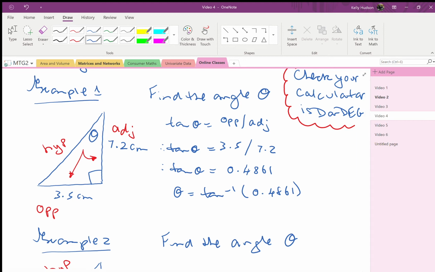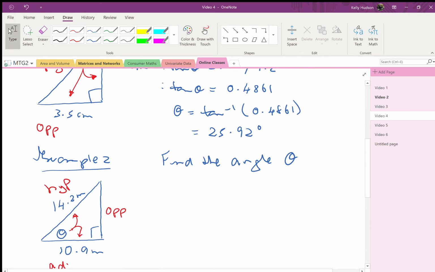Now when you look at a keyboard, you'll find that it's usually up behind the tan button, so you might need to press shift to get it, or if it's on a scientific calculator or the graphics calculator, you'll find it below, tan to the minus 1. So you simply press that key, put the value in, and it gives you the size of the angle. So I worked it out to be 25.92 degrees as the size of the angle for theta.